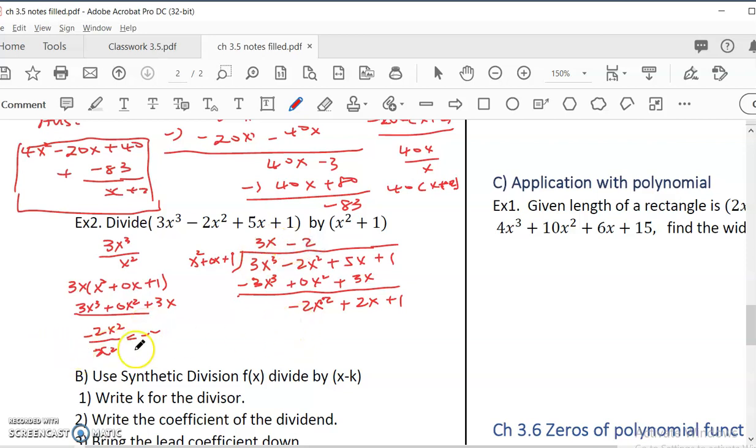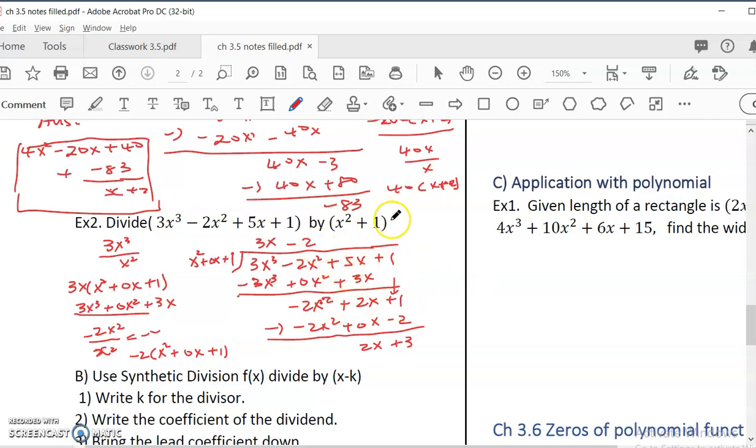And then you do negative 2 times this whole thing, negative 2 times x squared plus 0x plus 1. So that means negative 2x squared plus 0x minus 2, and you subtract. And when you subtract, this term goes away. This you still have 2x, minus a negative 2 becomes plus 3, and you're done. Oh, last time I forgot to say, I bring down. If there is nothing, you bring it down.